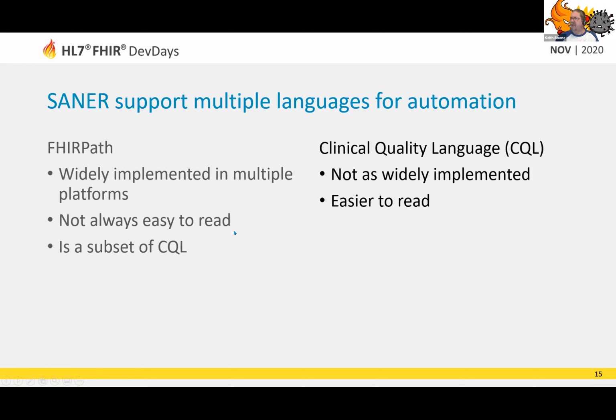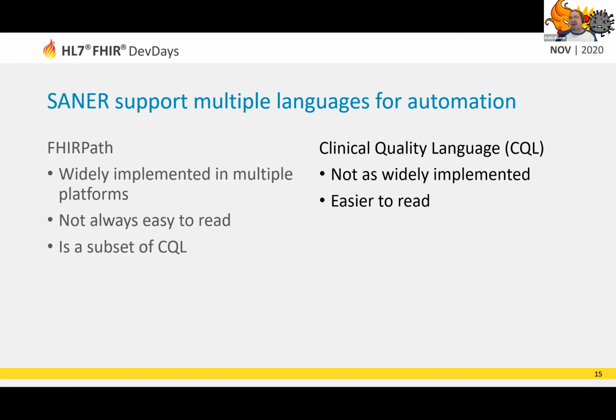But when you write a measure in FHIRPath, it's not always very easy to read. And we've done some work to simplify that for some folk. Whereas clinical quality language, an emerging language for not just clinical decision support, but also clinical quality measurement, is much easier to read, but also much more limited in terms of availability of implementations.